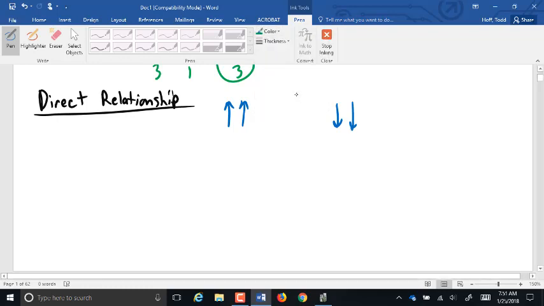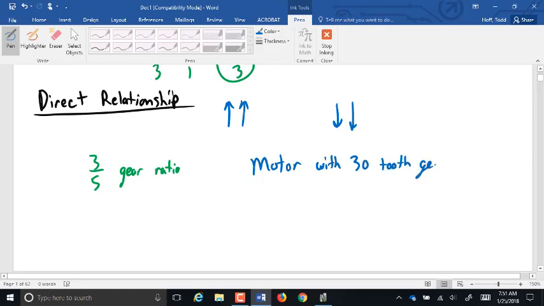So for example, let's say that because of the RPMs of a motor, you require a 3 to 5 gear ratio. You have a motor with a 30-tooth gear on it. How many teeth do you need in the other gear?